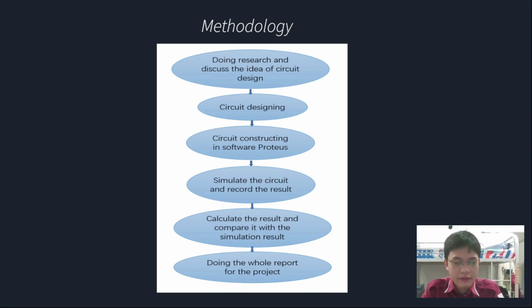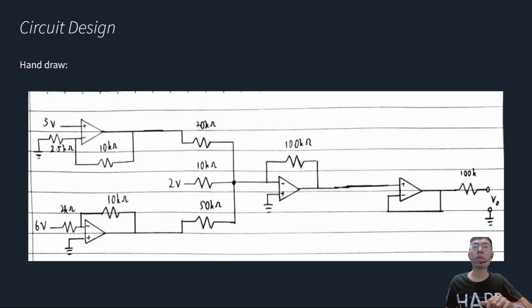Lastly, we have to simulate the circuits, run the simulation, and record the result values at each of the operational amplifiers. In the end of our project, we have to compare the calculation results and the simulation results and get the final analysis.